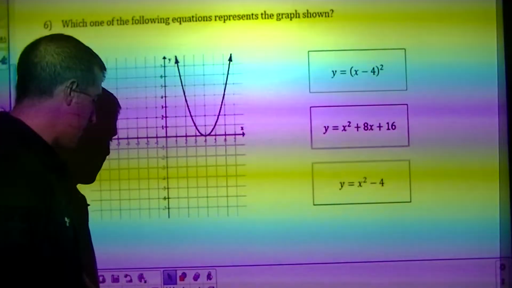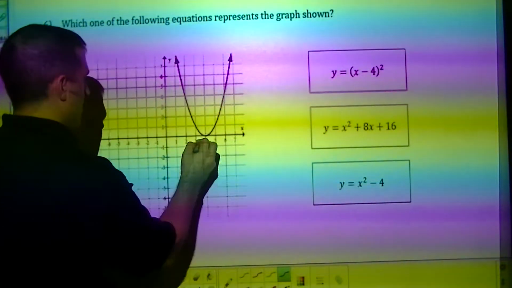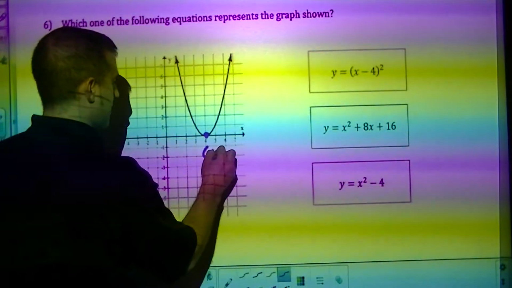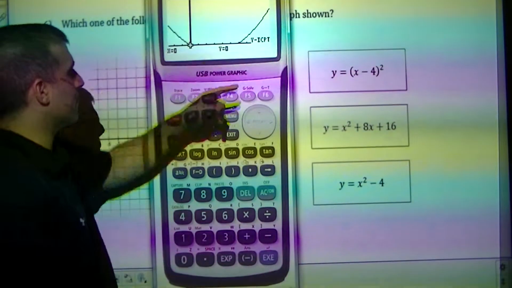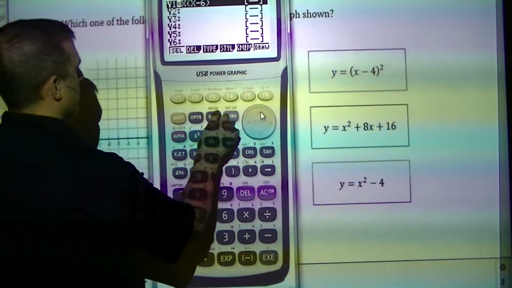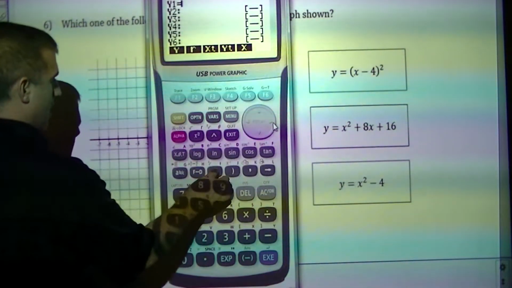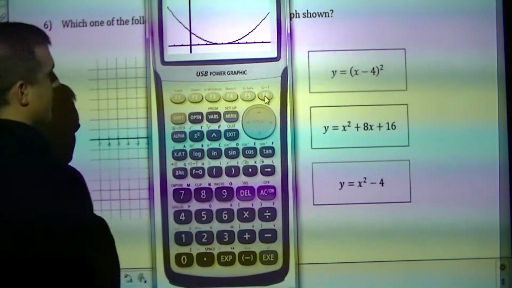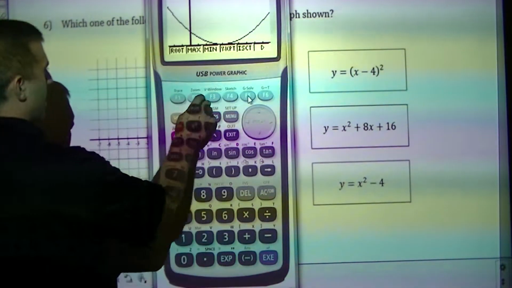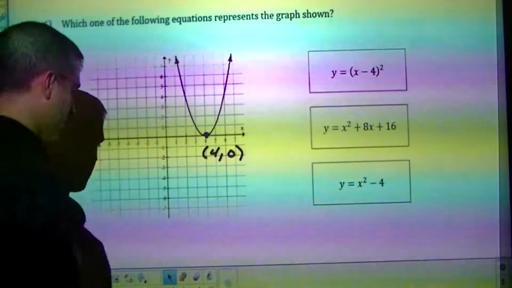Now, if you notice here, my vertex is at 4, 0. So what I need to do is figure out which other ones here are at 4, 0. So if I go back and graph these, I'm going to graph x minus 4 squared. If I graph that, G-Solve minimum, I get 4, 0. So that's going to be my answer.